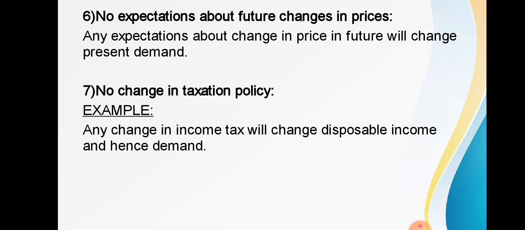The seventh assumption says that the government policies should remain constant. Taxation and the fiscal policy of government should not change. A change in income tax, for instance, may cause a change in the consumer's disposable income and hence it will affect the demand.